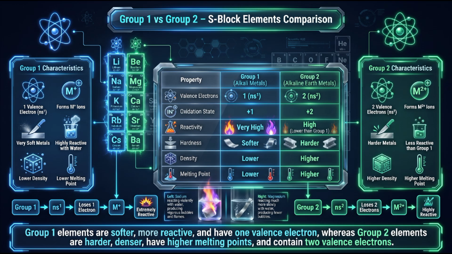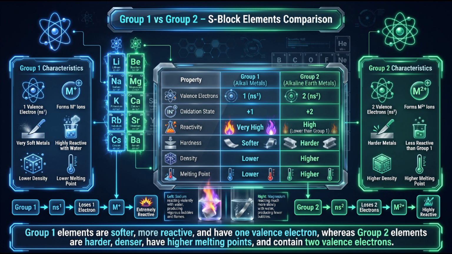Despite these differences, both groups share several important similarities. They are all metals with shiny silvery surfaces when freshly cut. They are good conductors of heat and electricity because they contain free-moving delocalized electrons. Both groups have relatively low ionization energies and low electronegativities, allowing them to lose electrons easily and form positive ions.